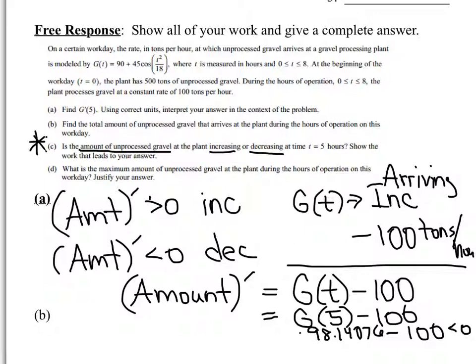So as a result, at time t equals 5, the rate at which unprocessed gravel is arriving is less than the rate at which it is being processed. Therefore, the amount of unprocessed gravel at the plant is decreasing at time t equals 5.